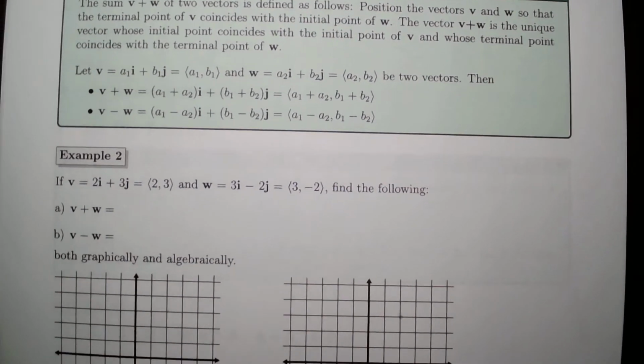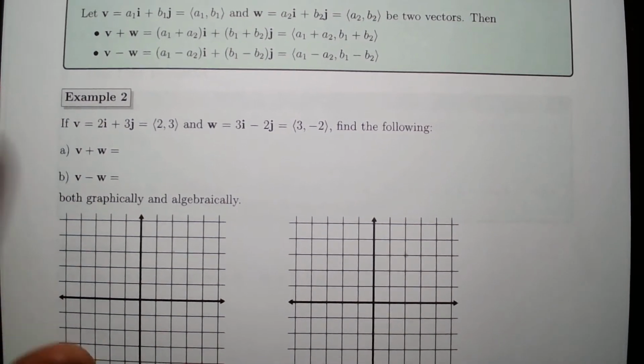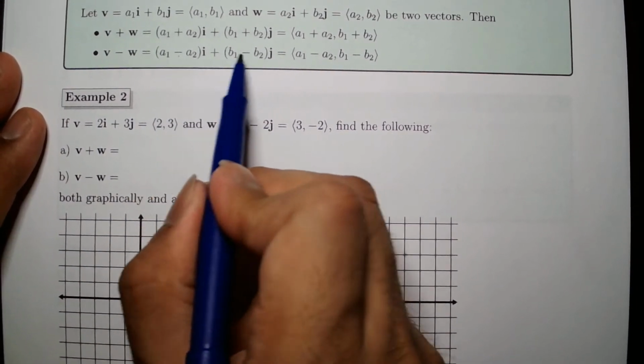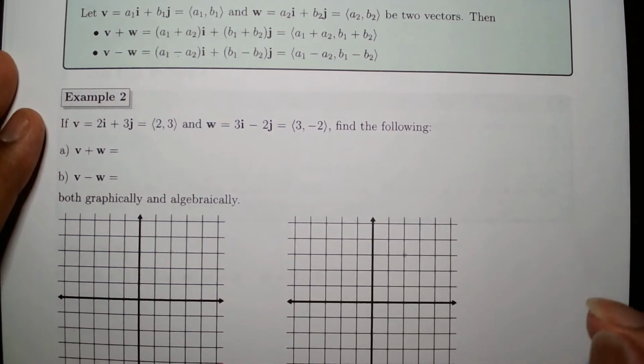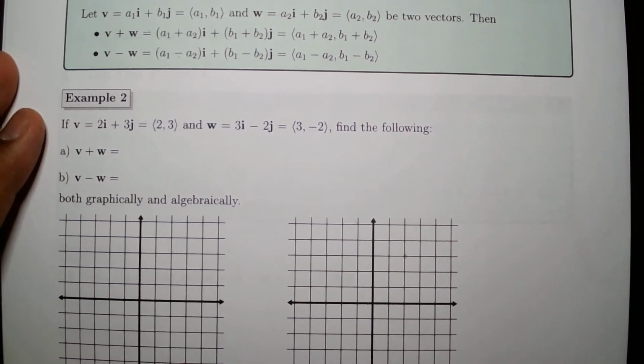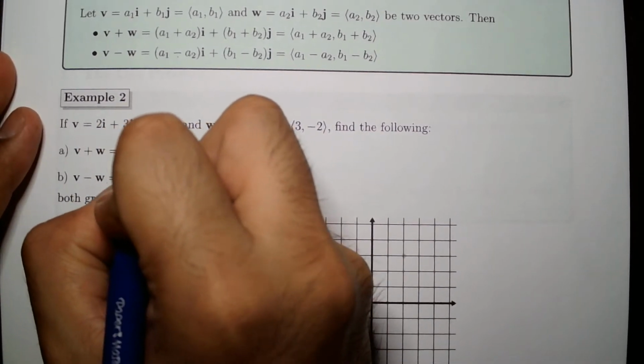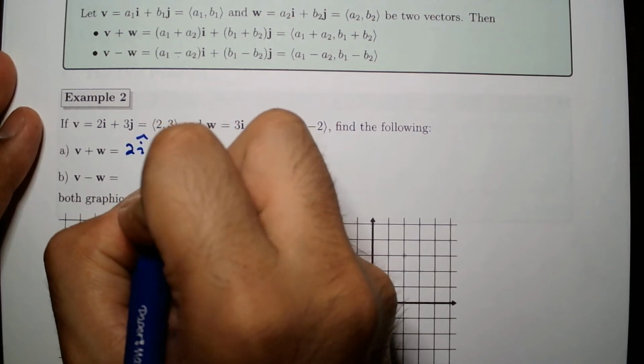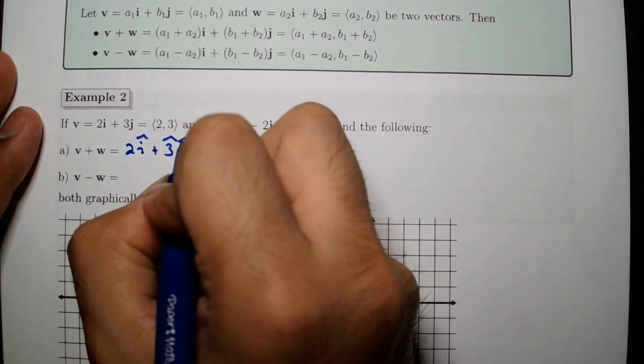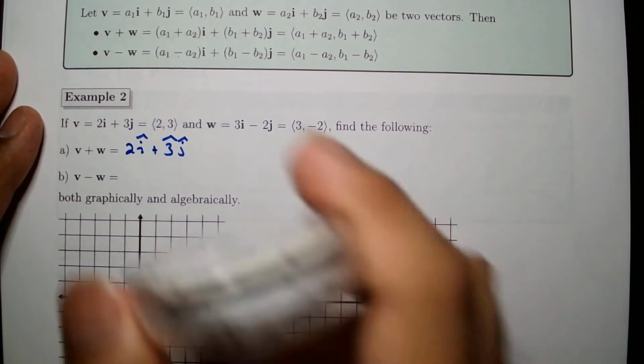So let's do a couple of examples. For the subtraction, we would do basically the same, but with a minus sign. So what are we going to do? Well, 2i plus 3j. Actually, the number doesn't have the hat.